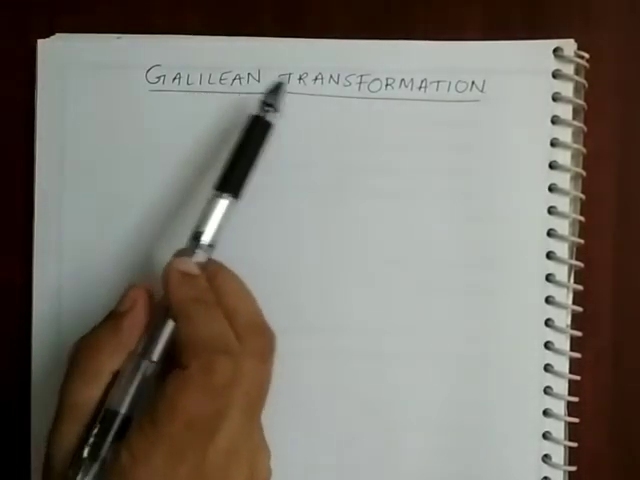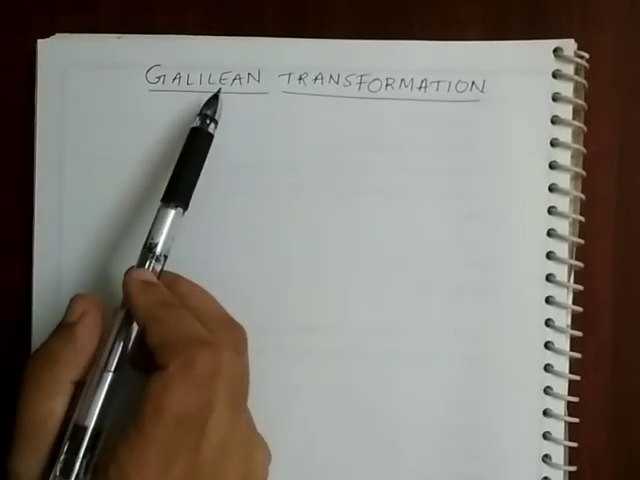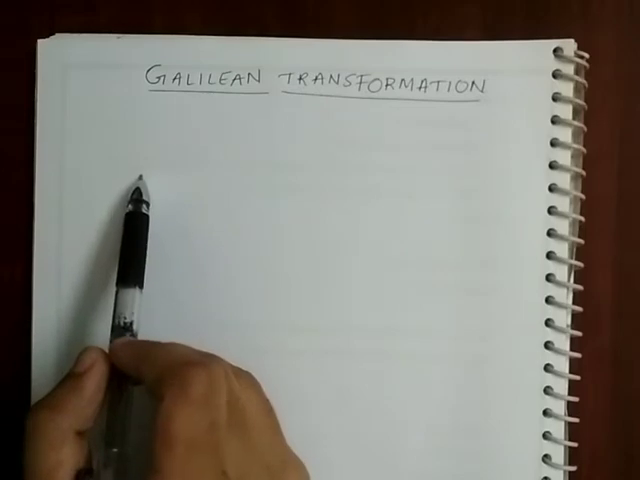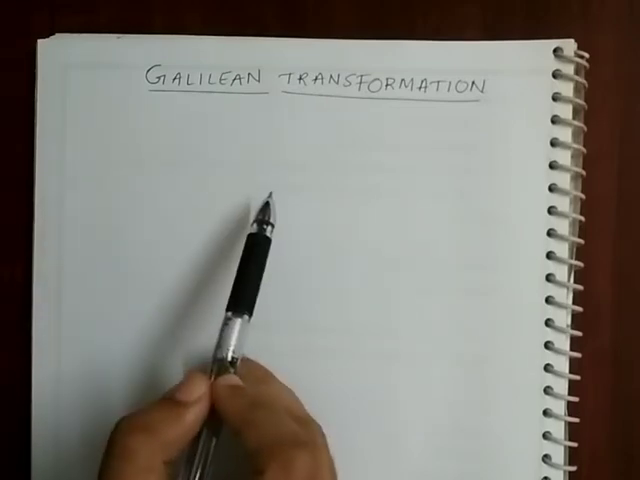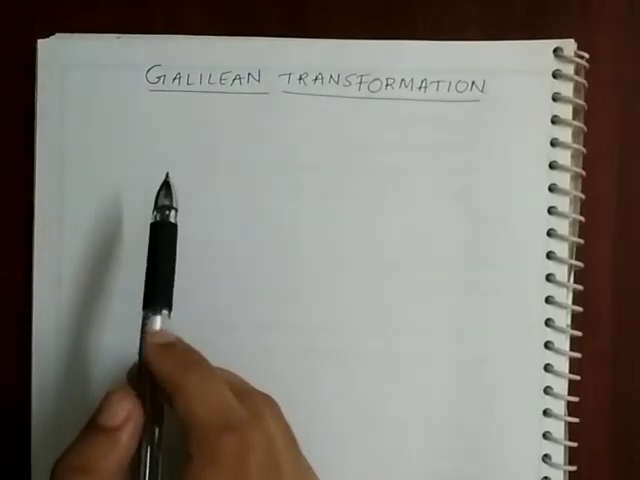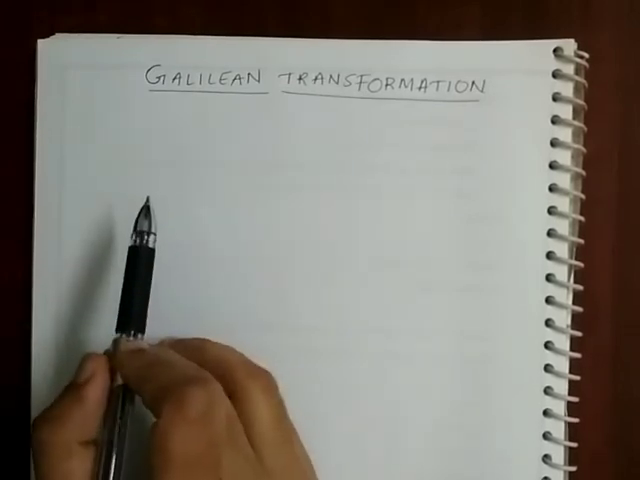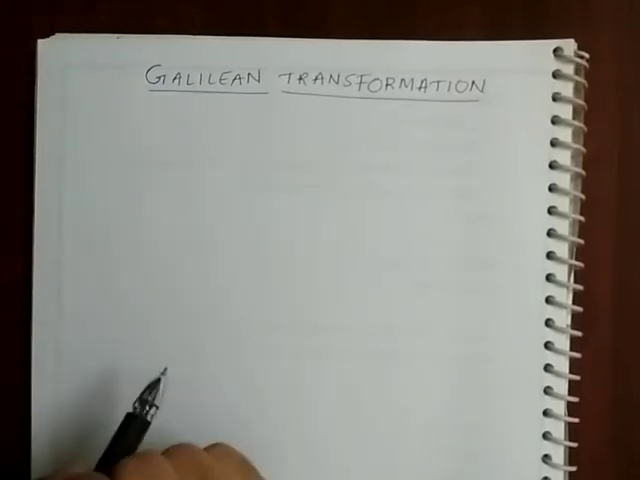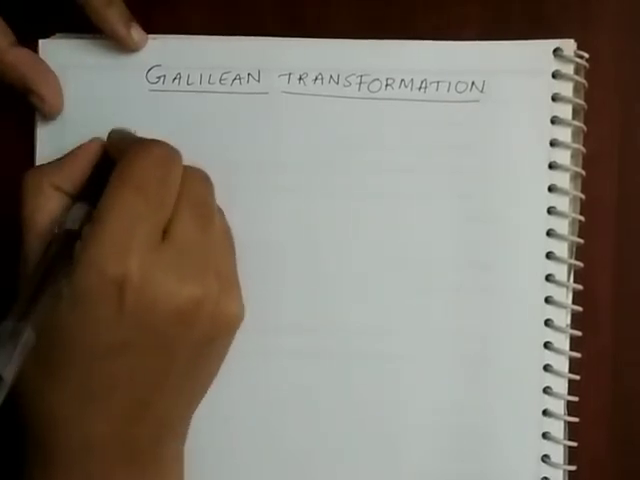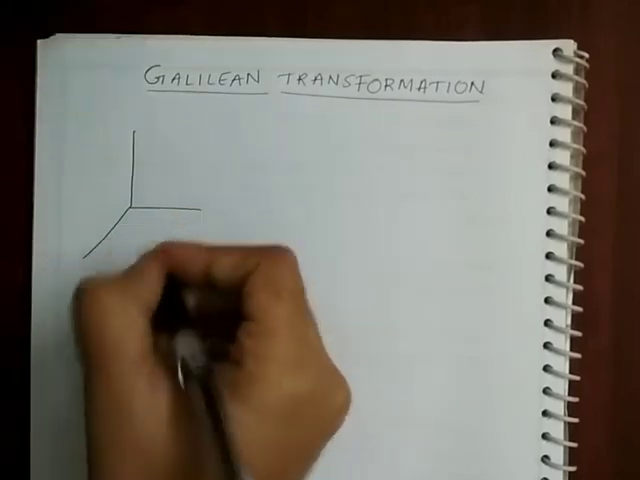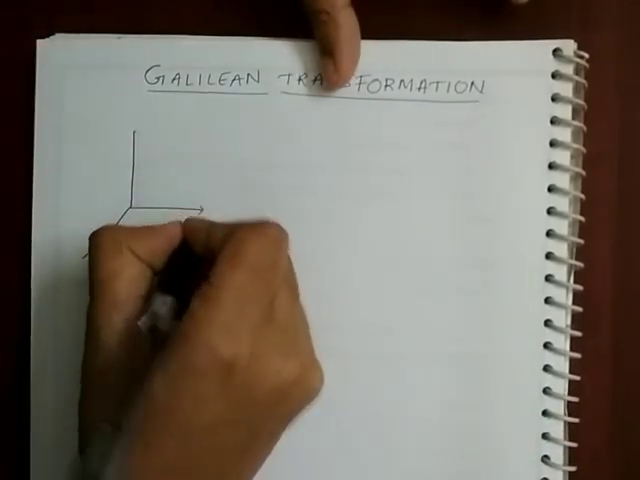So, Galilean transformation basically represents the transformation of coordinates when we move from one frame of reference to another. We have already discussed that in order to represent or in order to define a state of rest or uniform motion, you must have a frame of reference. The frame of reference that we basically use is the Cartesian coordinate system, that is the XYZ coordinate system.